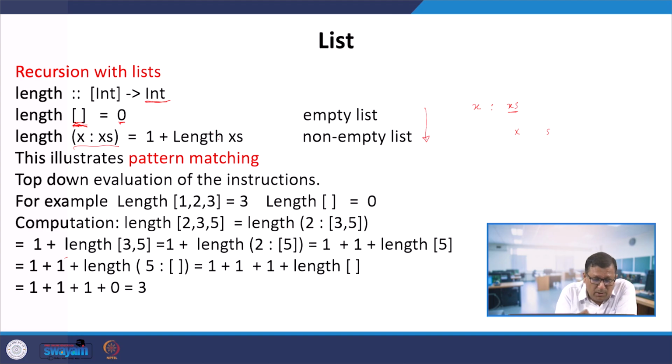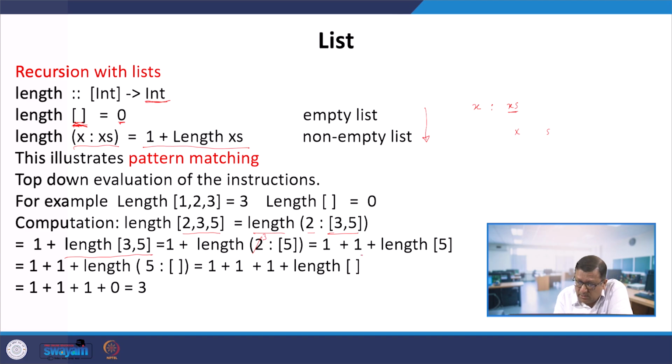So recursively we are going to evaluate it and get the length of the list. For example, if I have a list with 3 elements, this should give us 3. How will it work? The list 2, 3, 5 is split into head and tail. It matches here, so I get 1 plus length of 3, 5. Again it will be decomposed into head and tail.